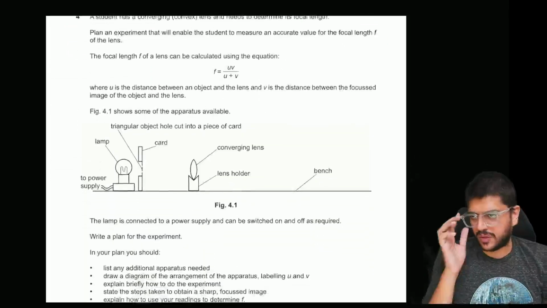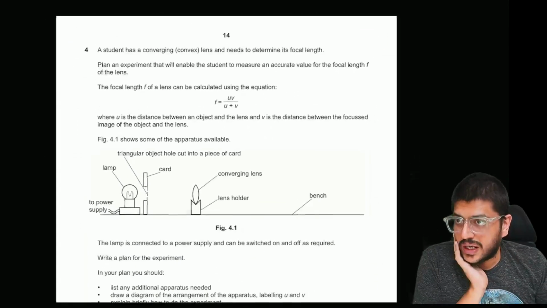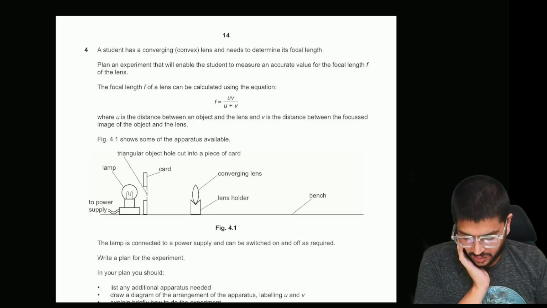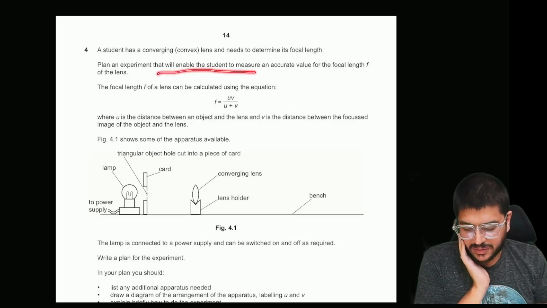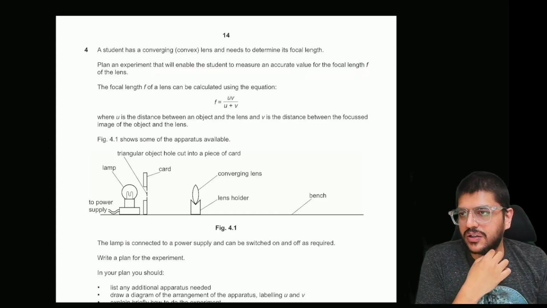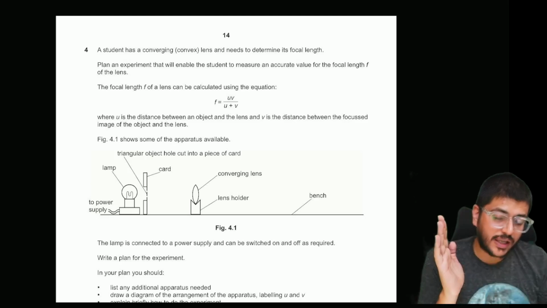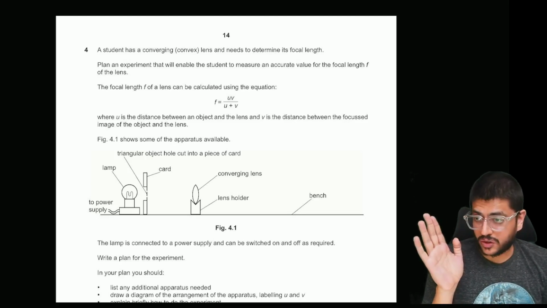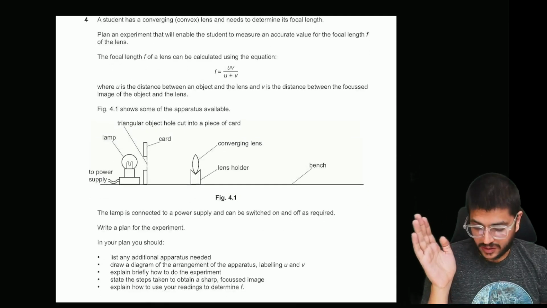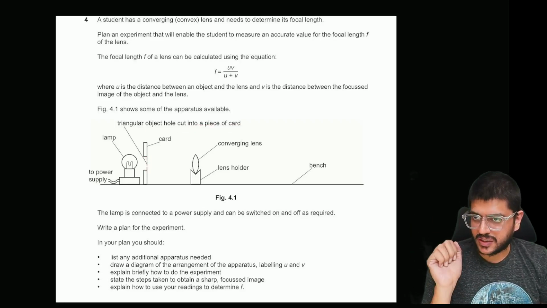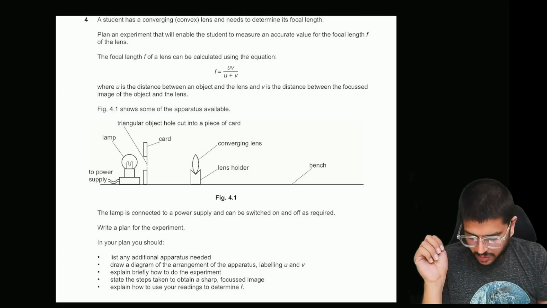And now question number 4. The student has a converging lens and needs to determine its focal length. Plan an experiment that will enable the student to measure accurately the value of the focal length. They've given you the formula for the focal length. Now this is, again, you need to use your knowledge of light. This is the object. This is the triangular object in which you've put a piece. You've put some holes so that light can pass through.